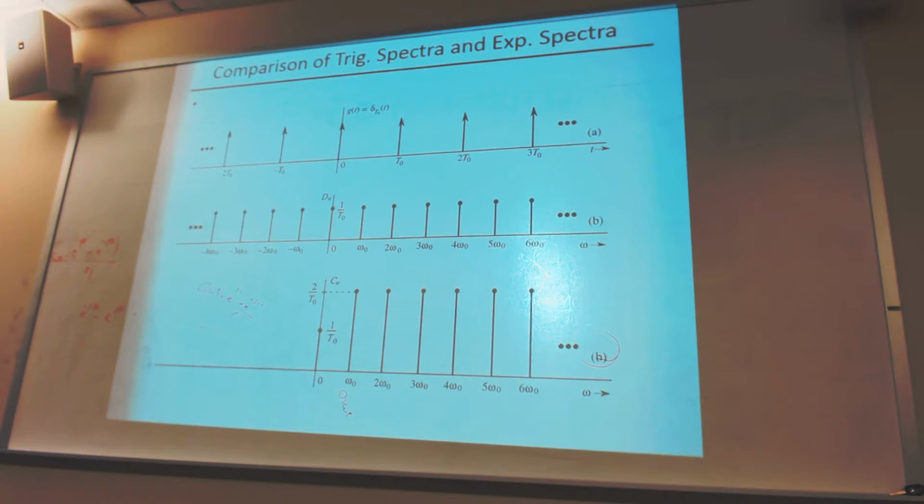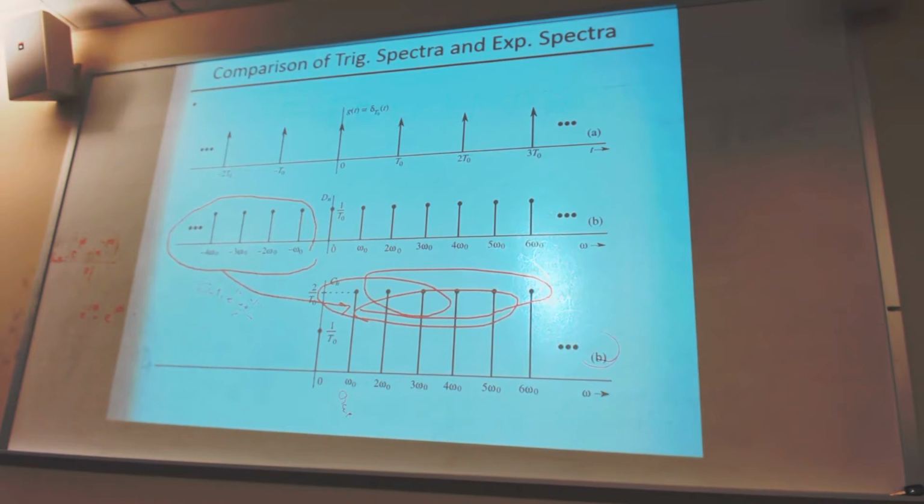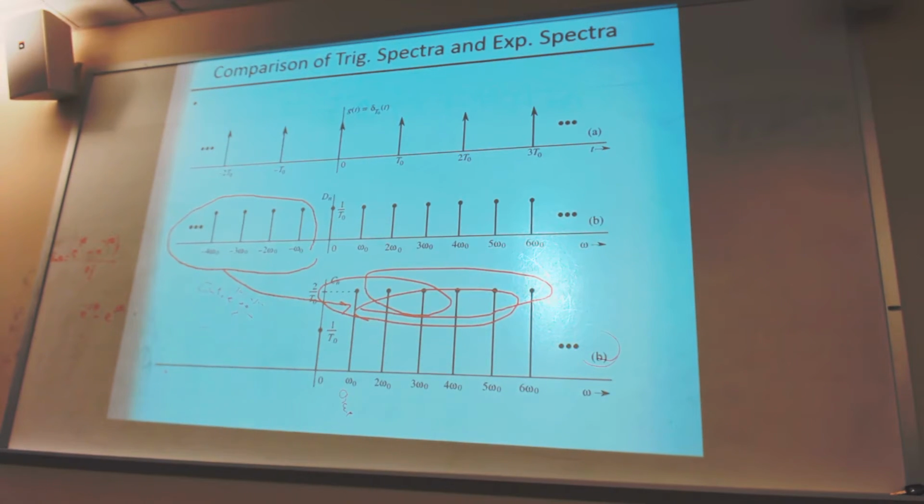It's as if here energy is divided from minus infinity to infinity, but here you only consider the positive omega. So all the energy here has to move here. That's why here you get the double. But as you see, the DC is the same. The DC is the same, but other frequencies are doubled.